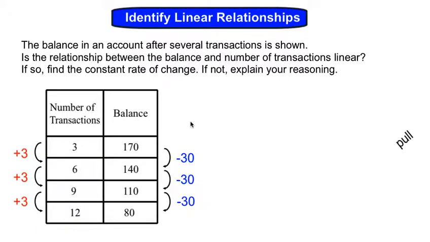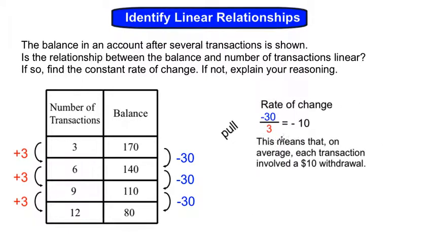So to find that constant rate of change, it would just be the ratio of the constant change in the balance divided by the constant change in the number of transactions. So we would have negative 30 divided by 3, which gives us negative 10. And our interpretation of that, our explanation, means that on average every transaction involves a $10 withdrawal.